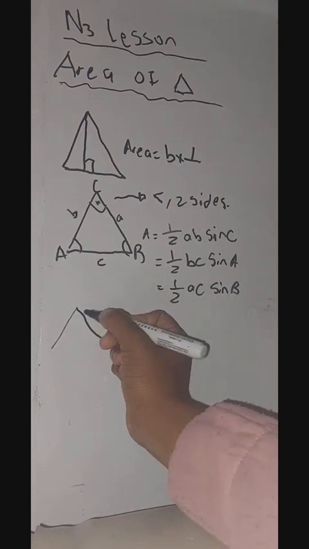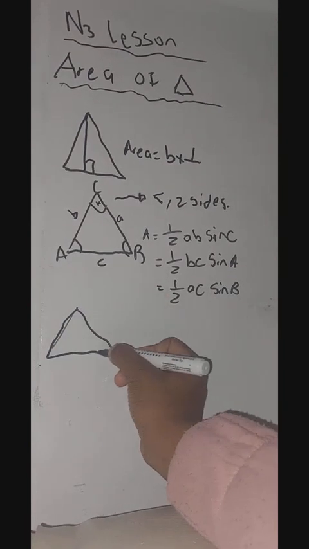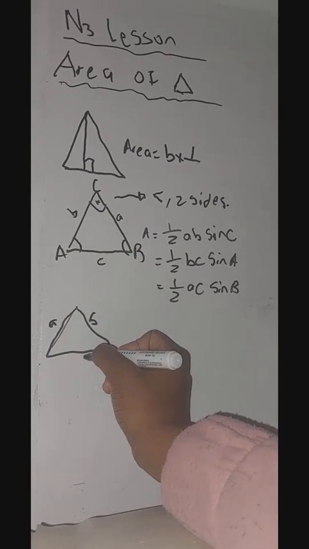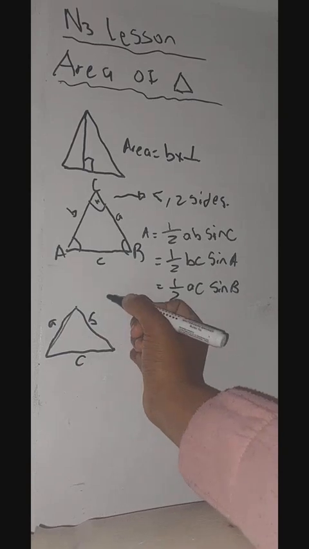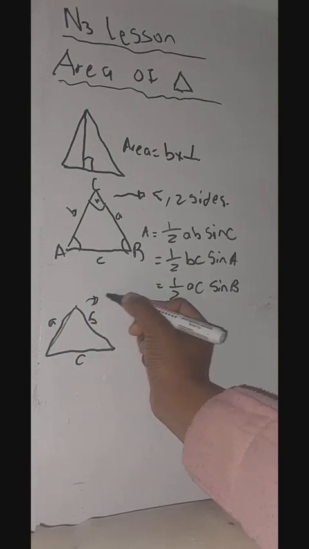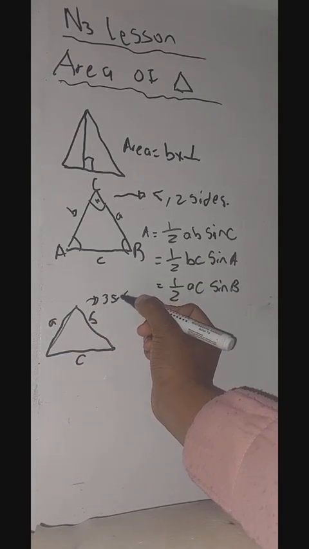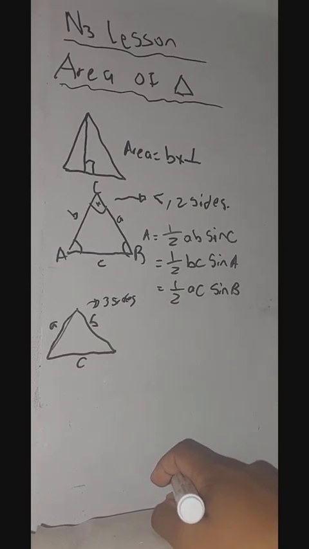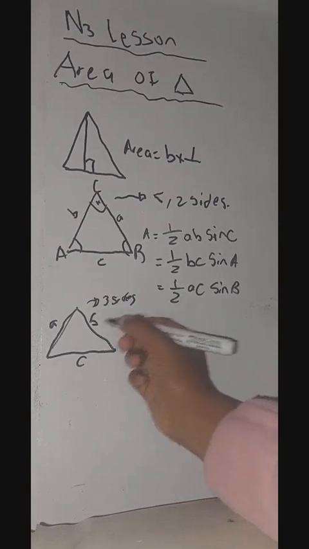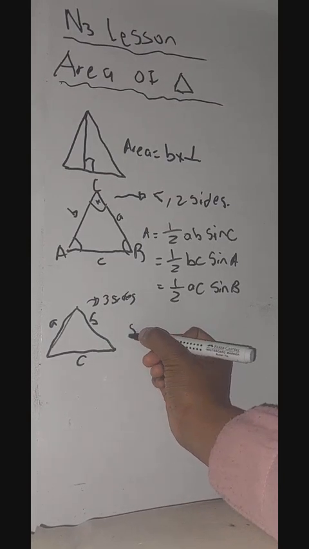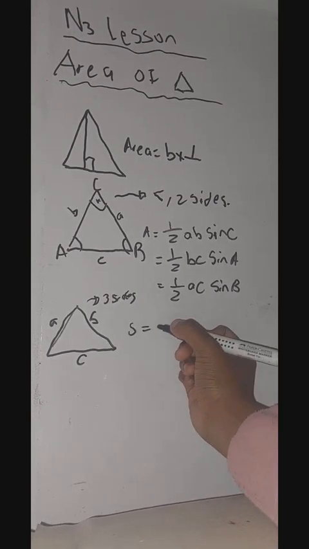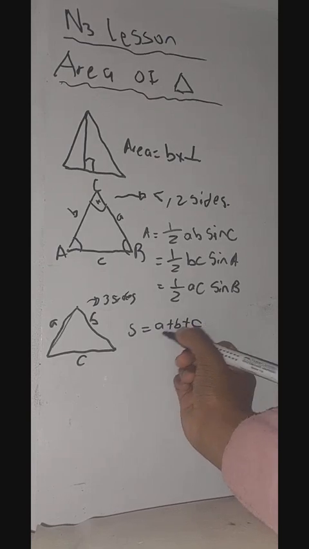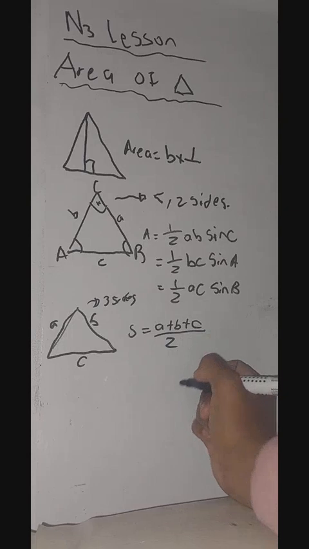But we would have a situation again where we have a triangle, and we are only given sides A, B, C. We are only given sides here. The condition here is we are given 3 sides, right? And to solve for this one, we first find S, which is every side, A plus B plus C divided by 2.